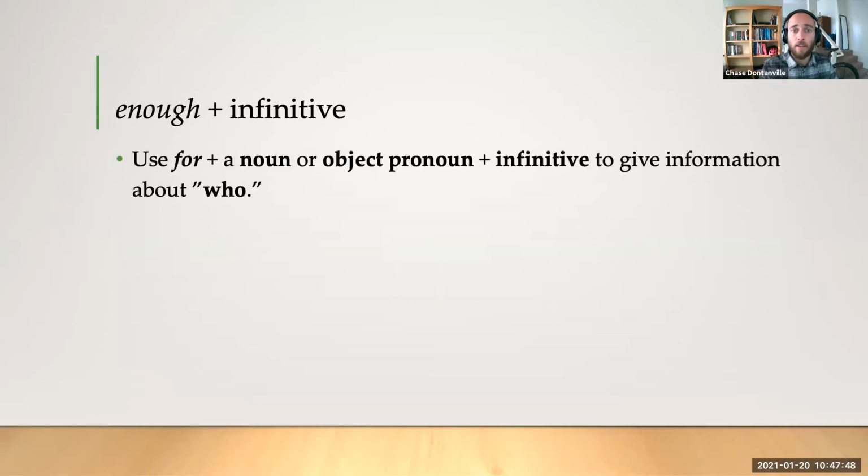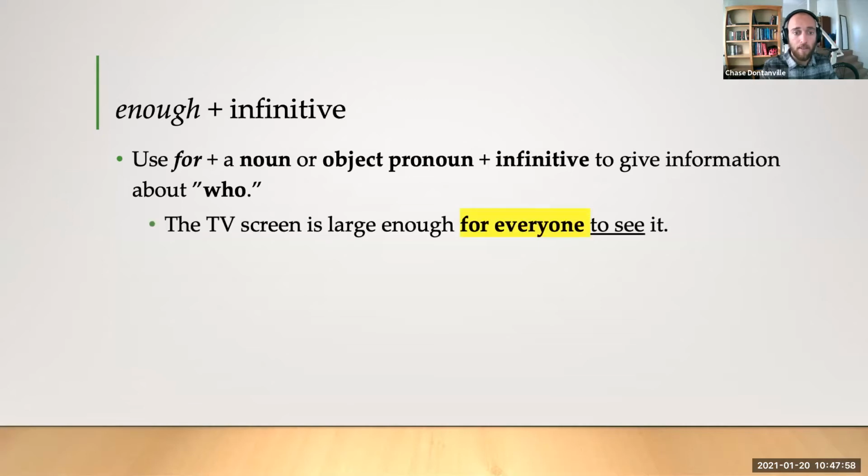Just like with too, you can use for plus a noun or object pronoun and an infinitive to give information about who. So, the TV screen is large enough for everyone to see it. Large enough for everyone to see it. You can say the TV screen is large enough to see it, but then we don't know for whom. So here you can add for whom, in this case, for everyone.